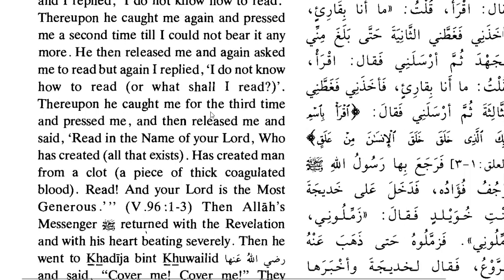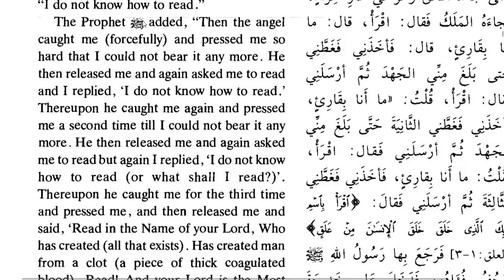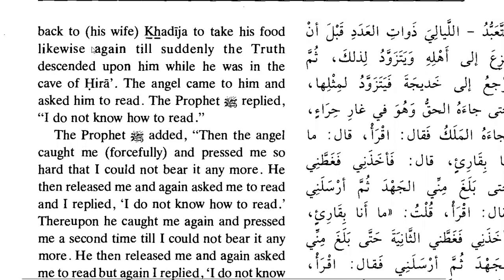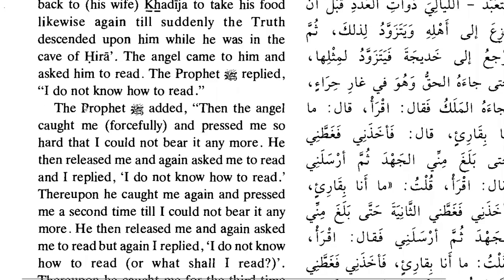Which was this: read with the name of your Lord. Now read this. The angel came to him and asked him to read. The Prophet replied, I don't know how to read. The Prophet added, then the angel caught me. Whenever you say Prophet, also say sallallahu alayhi wasallam. The Prophet sallallahu alayhi wasallam added, then the angel caught me forcefully and pressed me so hard that I could not bear it anymore.